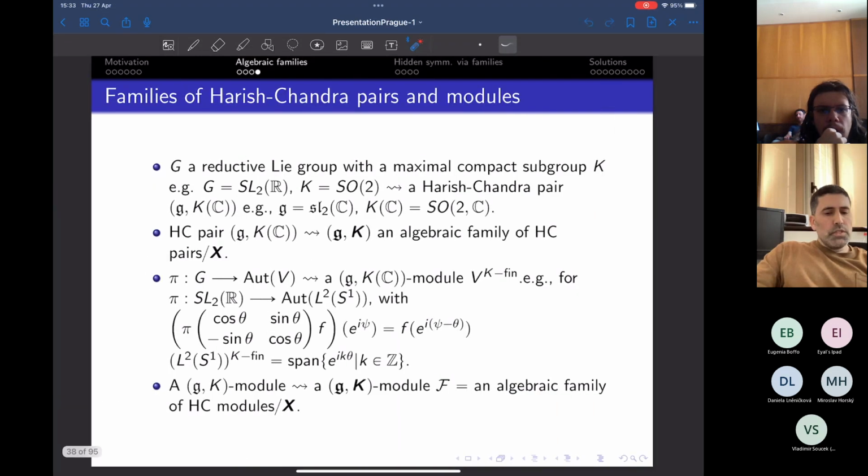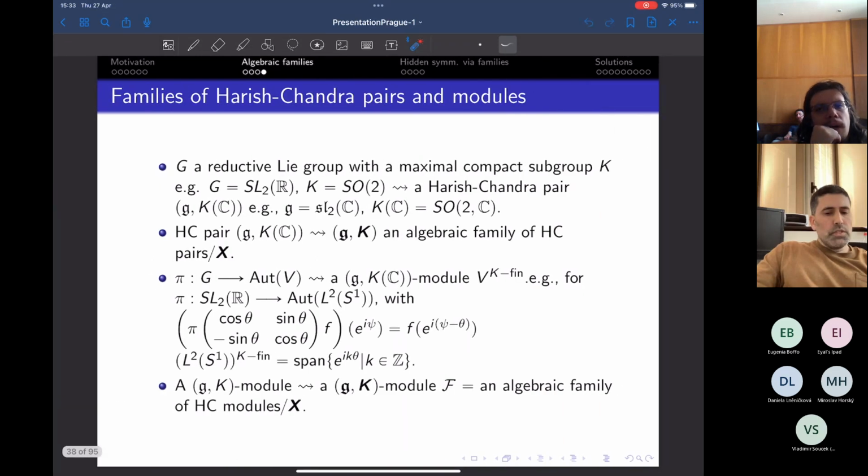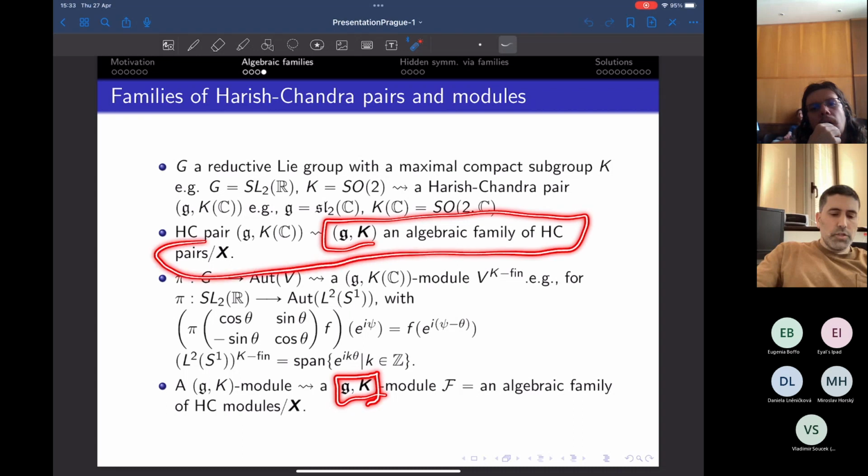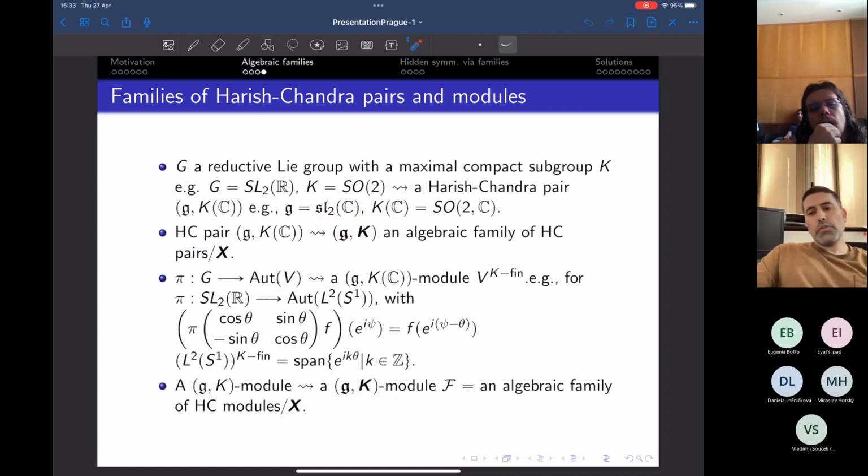Good, so this is what I need from representation theory. Now I can get back to the hydrogen atom. And the next goal in the next few minutes would be to build an algebraic family of Harish-Chandra pairs out of the hydrogen atom, out of, if you want, the Schrödinger equation of the hydrogen atom. This is what we are going to do.